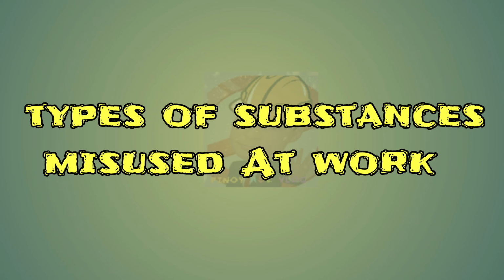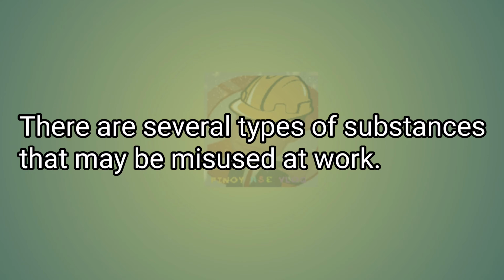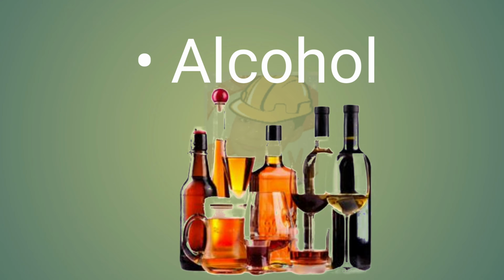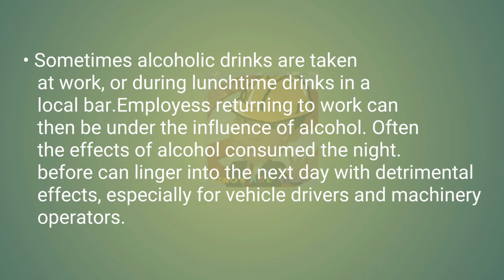Types of substances misused at work. There are several types of substances that may be misused at work. Alcohol. Sometimes alcoholic drinks are taken at work, or during lunchtime, such as drinks in a local bar. Employees returning to work can then be under the influence of alcohol.